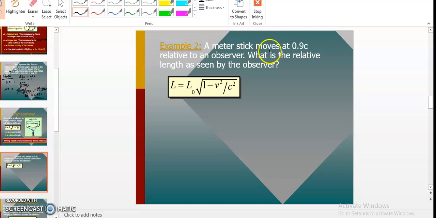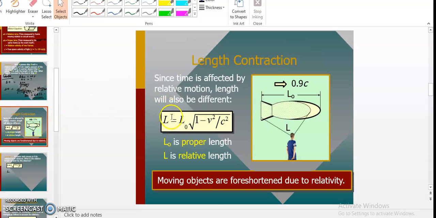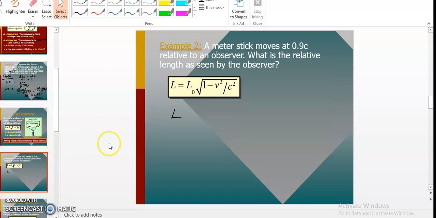A meter stick moves at 0.9 speed of light relative to an observer. What is the relative length as seen by the observer? You need to read the question very well and pay attention so that you are able to analyze. Using this formula, since it is a meter stick, we simply have L naught. Remember in the previous video, L naught means proper length.